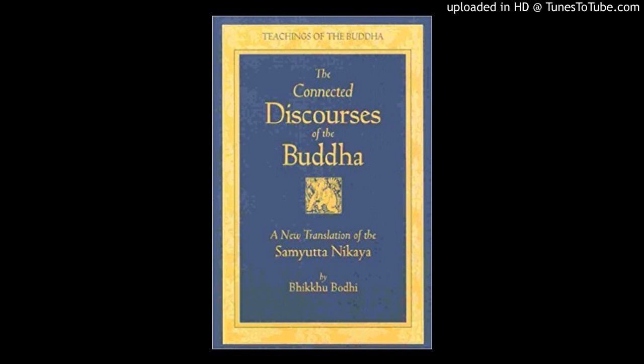With the cessation of clinging or attachment, cessation of existence or being. With the cessation of being, cessation of birth. With the cessation of birth, aging and death, sorrow, lamentation, pain, displeasure and despair cease. Such is the cessation of this whole mass of suffering. This is what the Blessed One said. Elated, those monks delighted in the Blessed One's statement. So here you see there are two ways of this dependent origination. The first one is the arising of suffering, and the other one, when it talks about cessation of each one of the links, is the cessation of suffering.